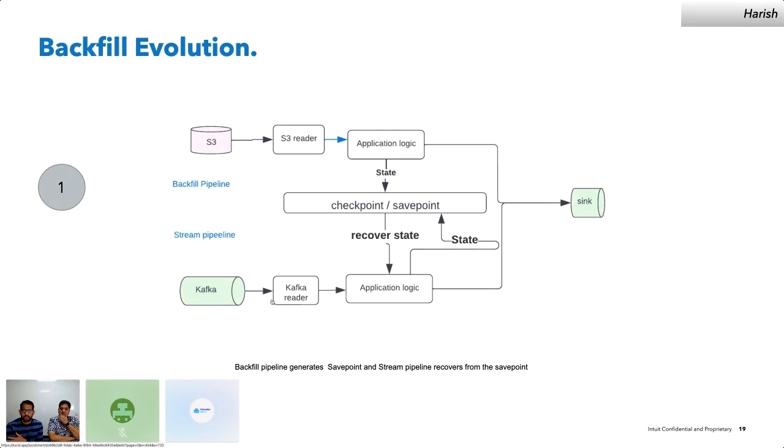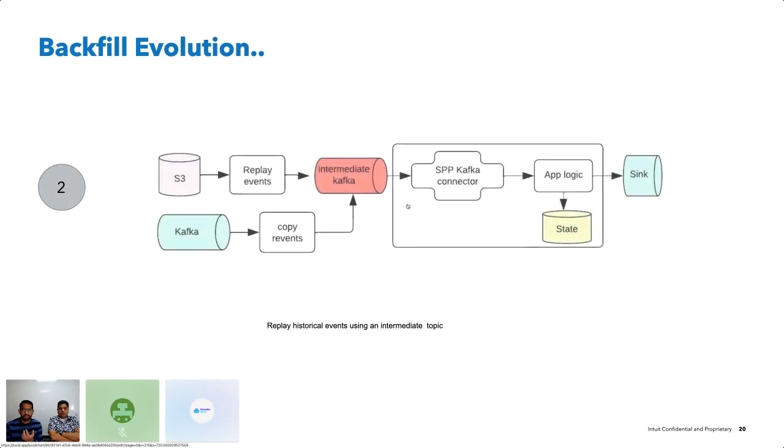But it didn't work, as we are not able to reuse the state that has been built during the backfill process. So we weren't able to find the solution with this one. And the next solution we found is using an intermediate Kafka.